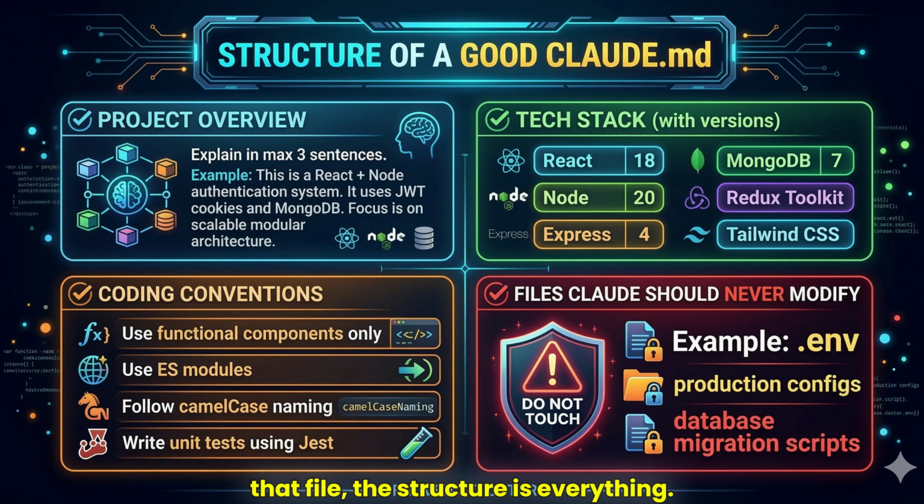Now, inside that file, the structure is everything. You need these 4 specific sections. First, a quick project overview, like 3 sentences max, just for context. Second, your full tech stack, and you have to list the exact versions to avoid weird errors. Third, your own naming and coding conventions, so the code it writes actually matches your style. And finally, a list of files Claude should never ever touch. This is how you protect your critical config files. You do this, and you give it perfect context every single time.